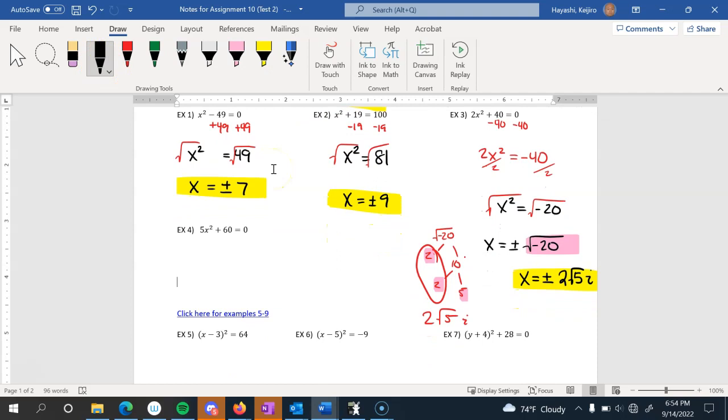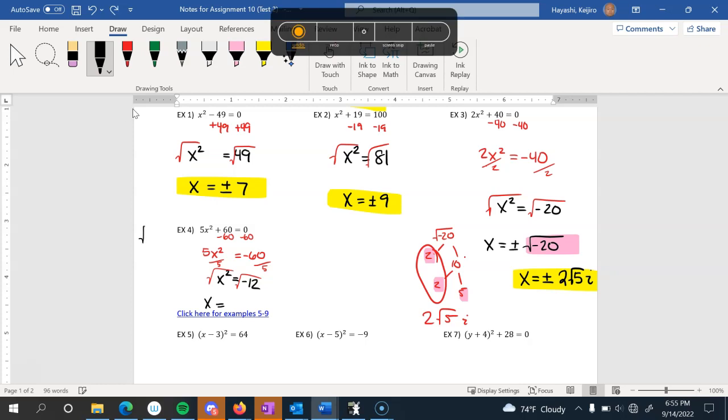Okay, it's a similar deal with this last one. Example 4, we're going to subtract 60 on both sides. And we're going to end up with 5x squared equals negative 60, which we can then divide by 5 because we ultimately want to get x squared by itself, so that we can take the square root of both sides. But we get x squared is equal to negative 12. And we want to take the square root of that. So x would equal 2 square root 3?